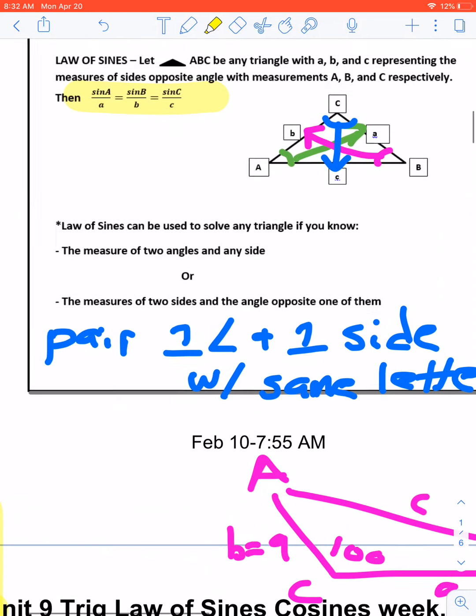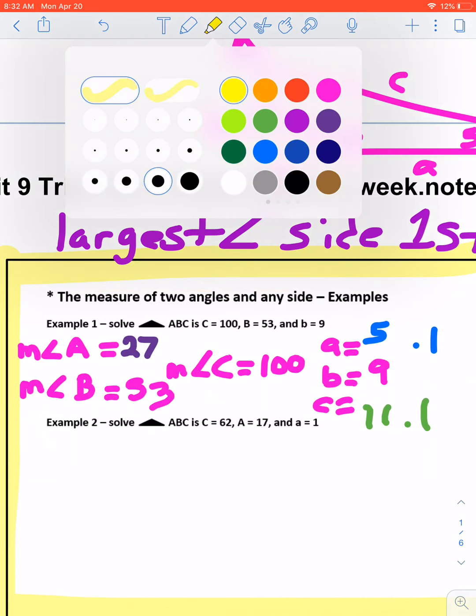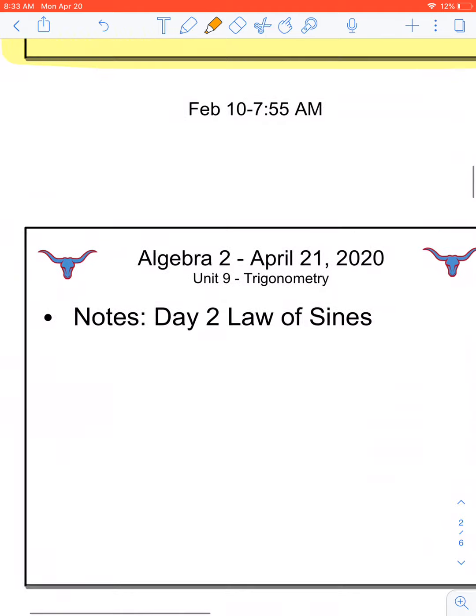So let's do one. We've already done one right here, example 1, when we were given two angles and one side. And we found angle A by subtracting from 180. And then we found side C first, because angle C was the biggest, by law of sines. And then had to find side A by also using law of sines. You cannot use Pythagorean theorem here because this is not a right triangle.